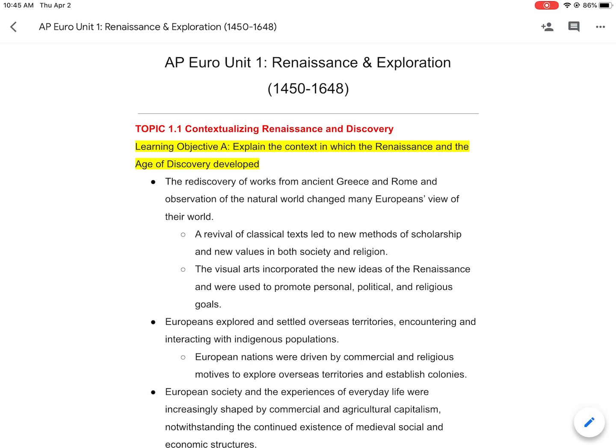The second bullet point says, the visual arts incorporated the new ideas of the Renaissance and were used to promote personal, political, and religious goals.